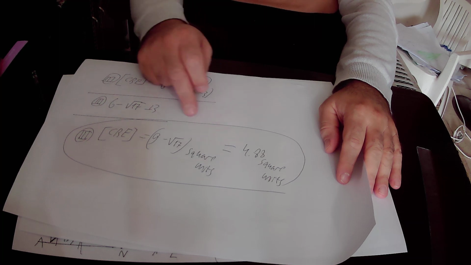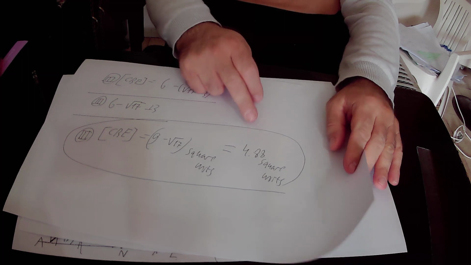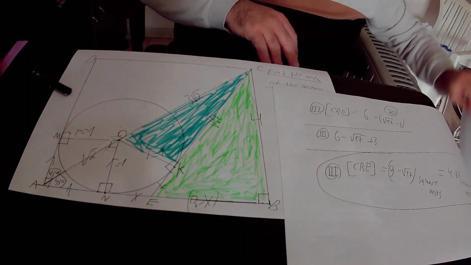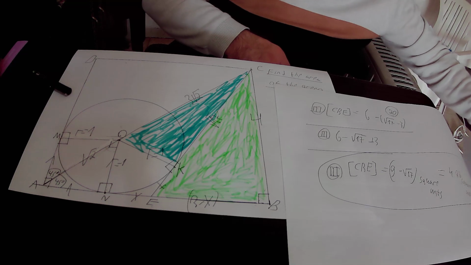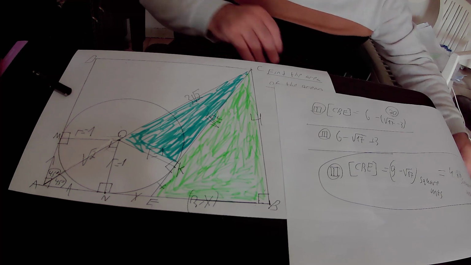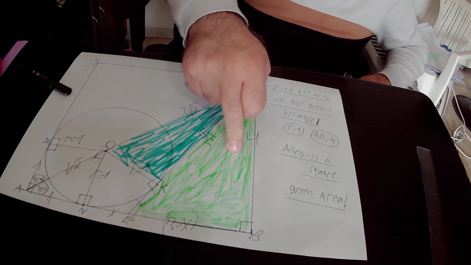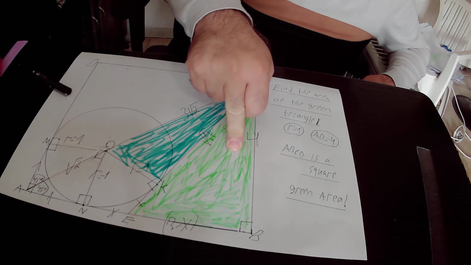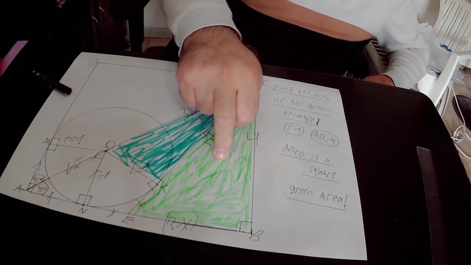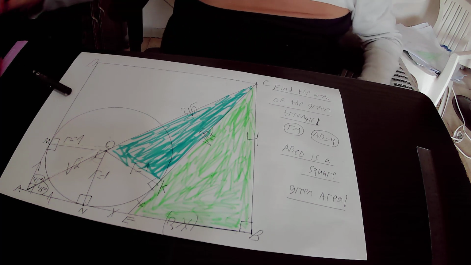I'll repeat again, the area of the green right triangle CBE equals 9 minus square root of 17 square units, or in terms of numbers, 4.88 square units. Okay, thank you very much.